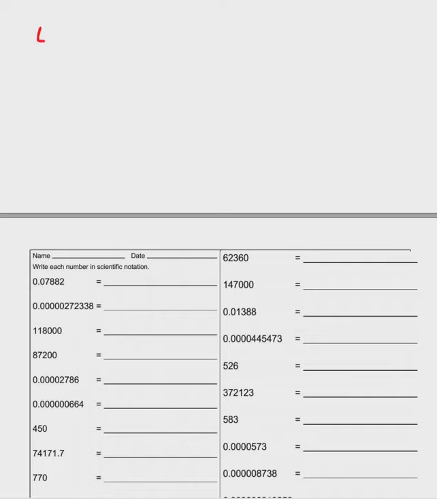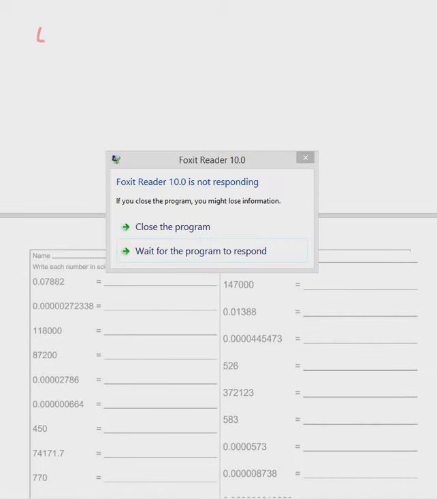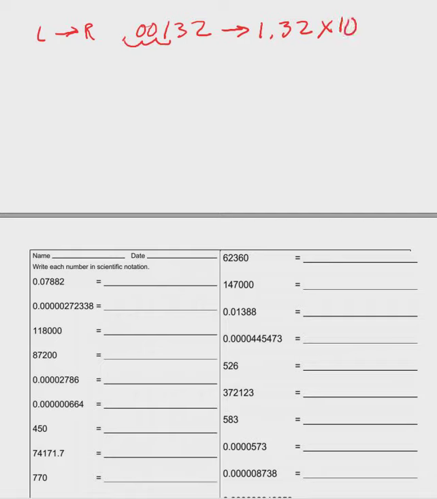When you move the decimal place from left to right, you make a smaller number bigger, and the exponent is a negative, so it would be negative 1, 2, 3, negative 3. When we move the decimal place from right to left, we make a larger number smaller, such as 132.